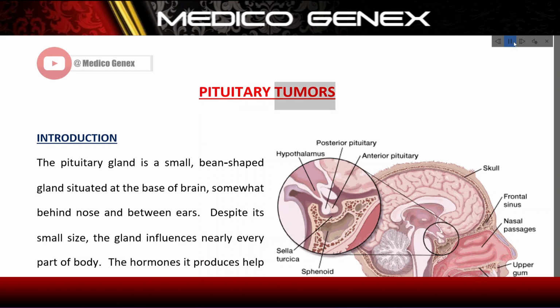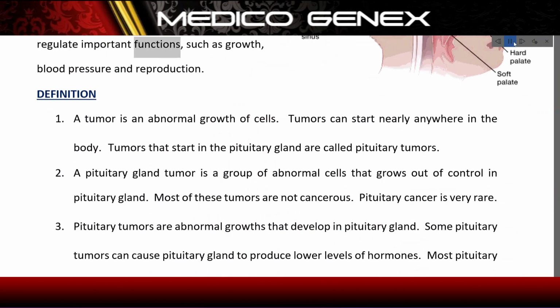Pituitary tumors. Introduction. The pituitary gland is a small, bean-shaped gland situated at the base of the brain, somewhat behind the nose and between the ears. Despite its small size, the gland influences nearly every part of the body. The hormones it produces help regulate important functions, such as growth, blood pressure and reproduction.